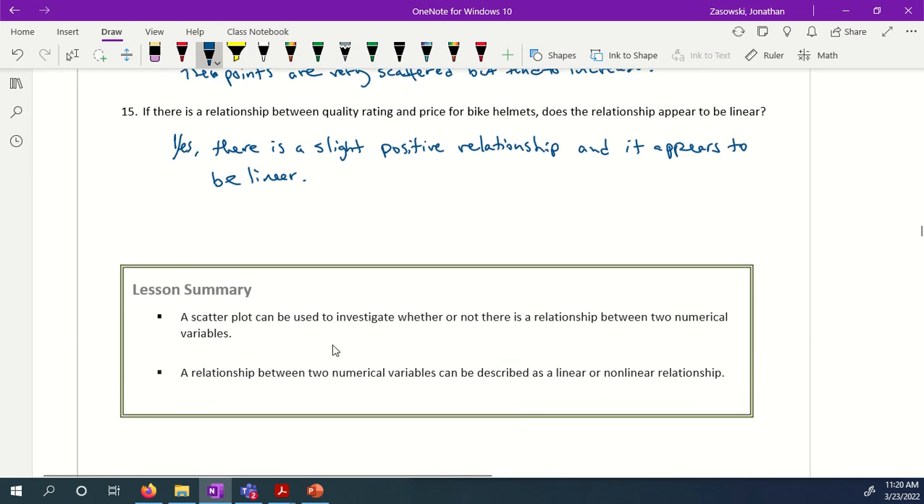So in general, a scatter plot can be used to investigate whether or not there is a relationship between two numerical variables. And we can also determine if it's going to be linear or nonlinear. And for this year, nonlinear is essentially going to mean that we are going to be exponential. And we'll talk about how to actually do that a little bit later on.